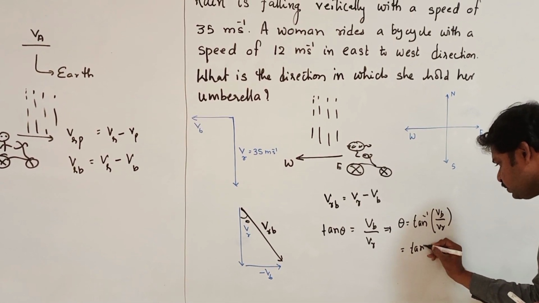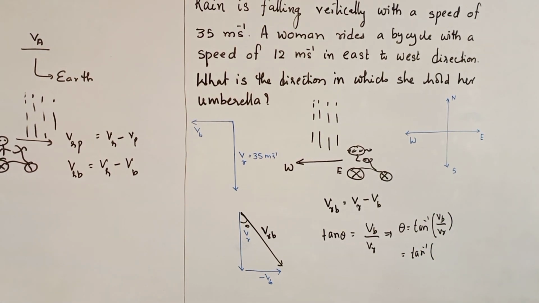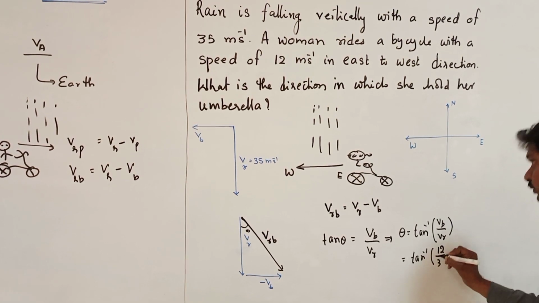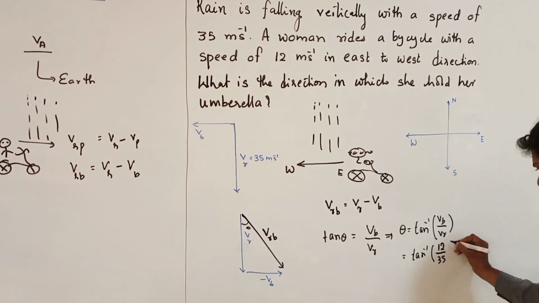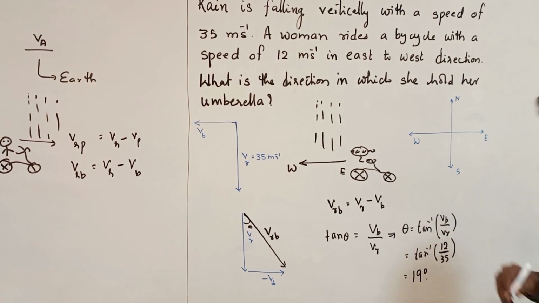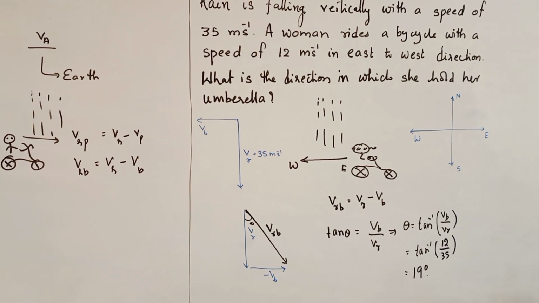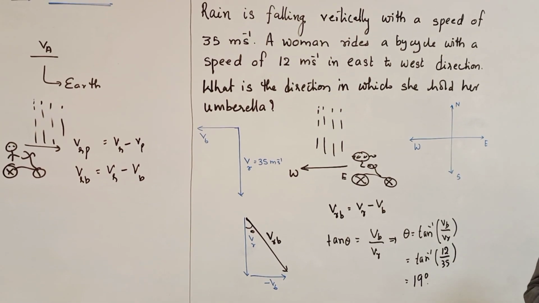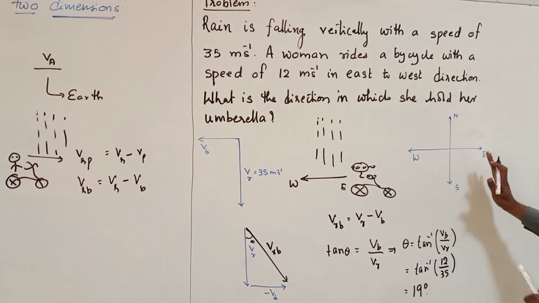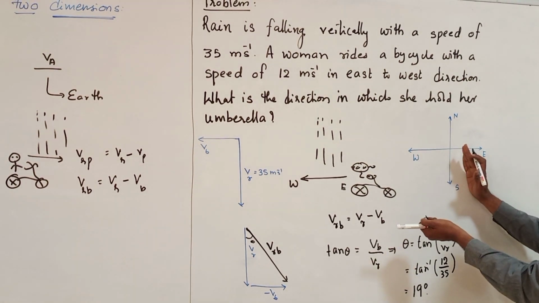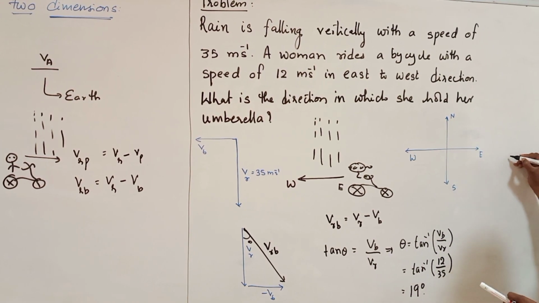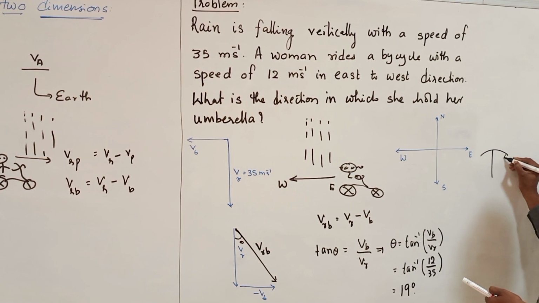So tan inverse of VB, what is the VB value? Bicycle speed 12 by 35. Now you use a calculator, this is 19 degrees. Now she has to hold the umbrella so as not to get wet and to protect herself. This is east and this is west. It is simple. Earlier this is the straight direction of the umbrella.